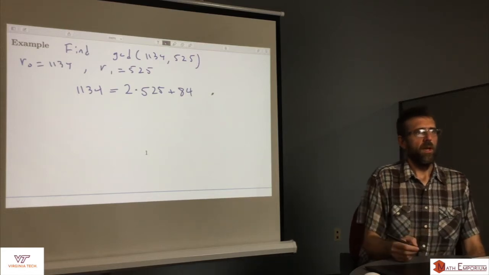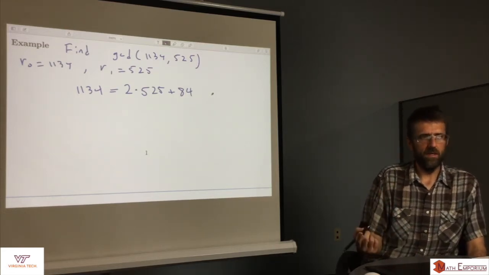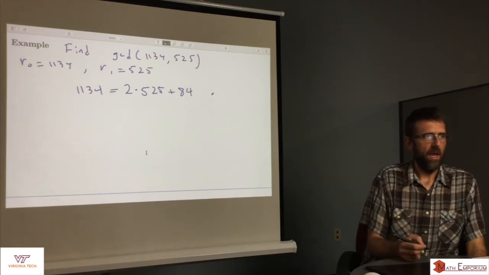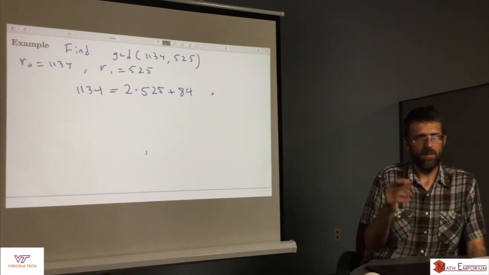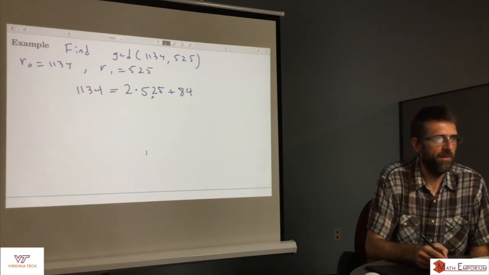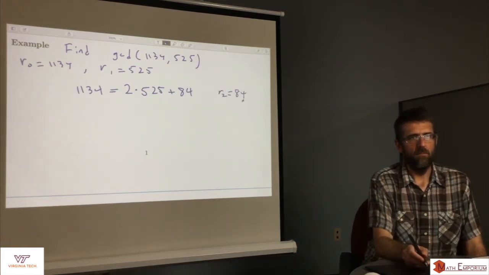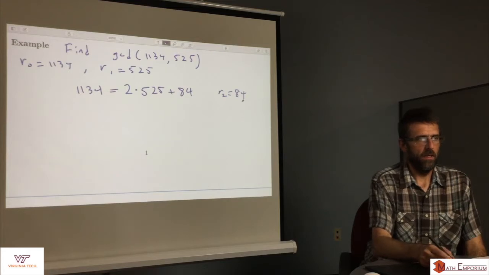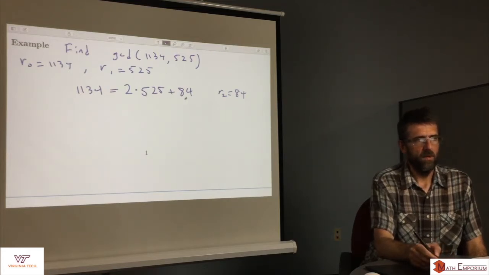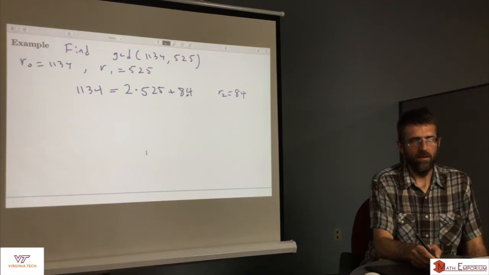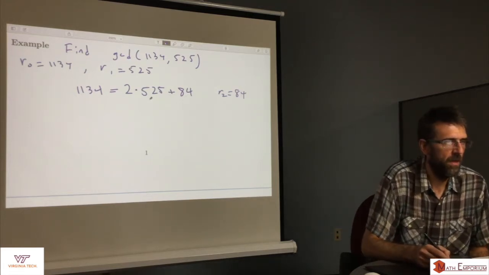Okay. And, okay, so I haven't hit a zero remainder yet, so I increment. And so notice then that in my next iteration, I'm dividing, so 84 is R2. So I'm dividing the new remainder into the current remainder. In my next iteration, 525 is sort of playing the role that 1134 did before, and 84 is playing the role that 525 did before. So I can think of this as shifting these things over.